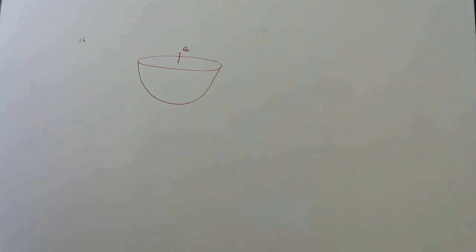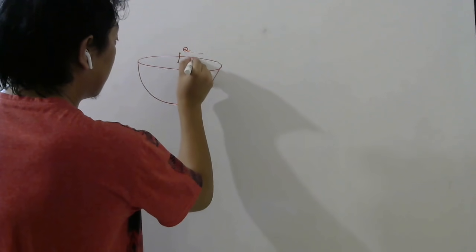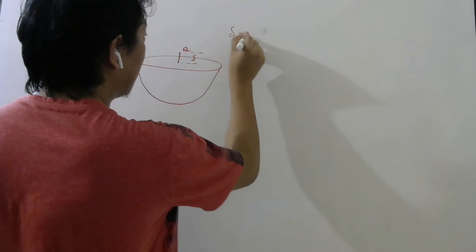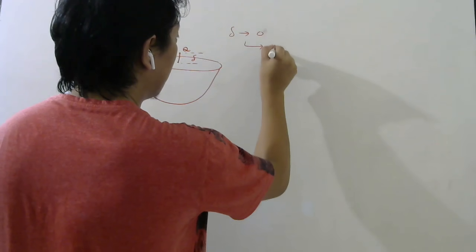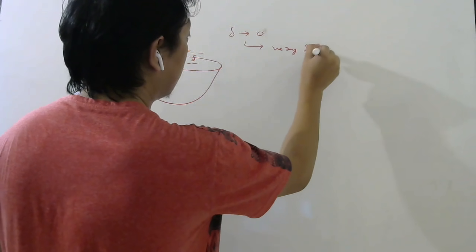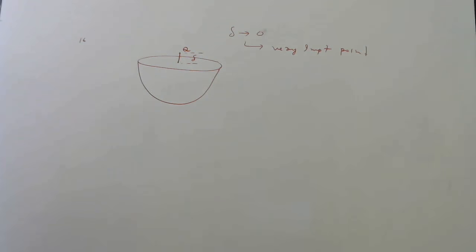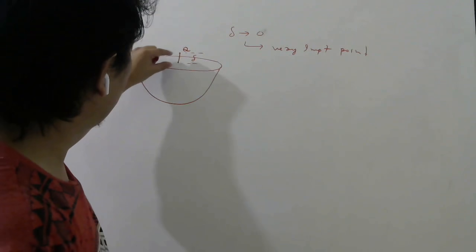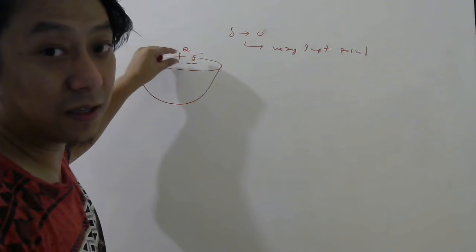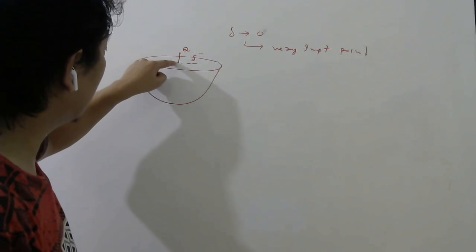And this distance, they are saying is delta, and they are saying delta tends to 0. This is a very, very important point. Without this, we will not be able to solve. But since they have given this distance, they are saying it is almost 0, but not 0. 0 means it will be exactly on this point.